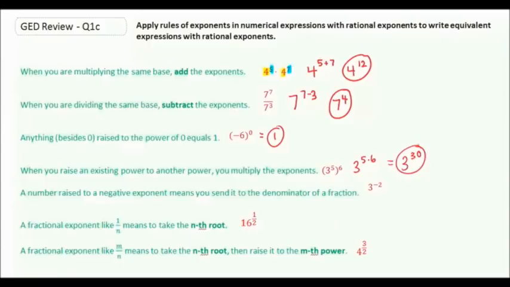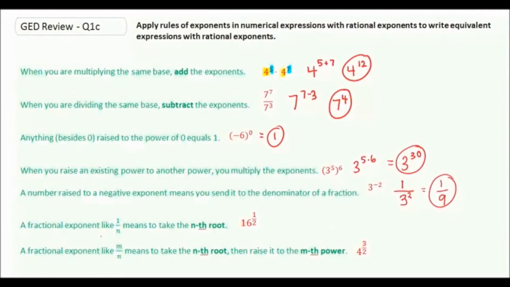Now a number raised to a negative exponent means you send it to the denominator of a fraction. So 3 to the negative 2nd power means we're going to create a fraction, and then it's going to go into the denominator. But when you put it in the denominator, your negative exponent becomes positive. And we can't just leave it blank in the numerator, so we fill it in with a 1. So it would equal 1 over 3 squared, or if we want to simplify that a little bit further, we'd say 1 over 9.